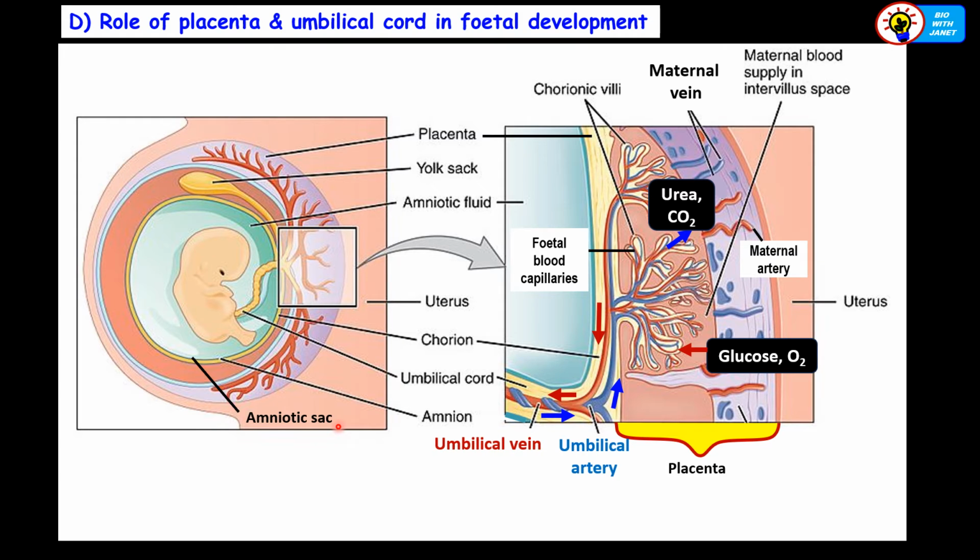The amniotic fluid is inside a bag or sac called the amniotic sac that is surrounded by two membranes. The inner membrane is the amnion, and the outer membrane is called the chorion.